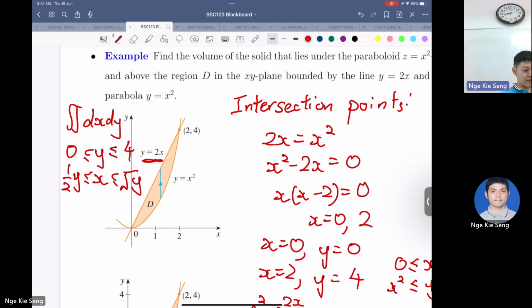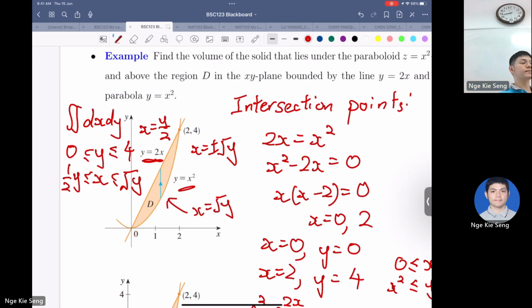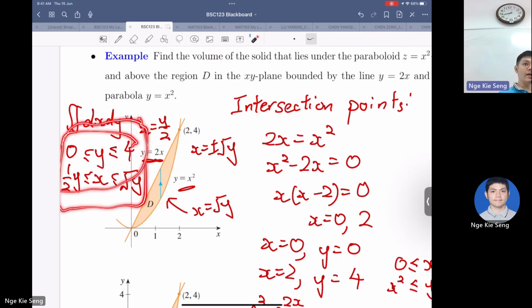You should get the bound from this function here. On the left, you get x equals y over 2. On the right, you actually get x equals plus minus square root y. But is this part positive or negative? Positive. So this line here is actually x equals square root y. So this domain also makes sense, because we fix y first, and then x is determined by y.